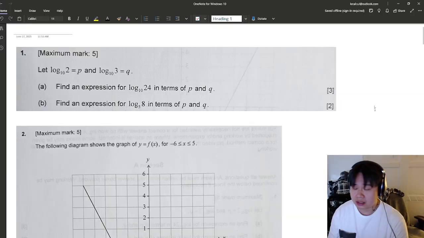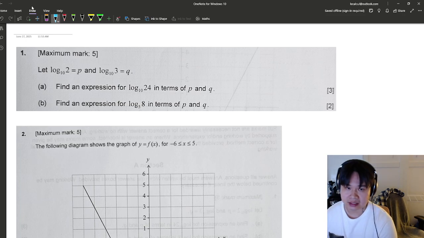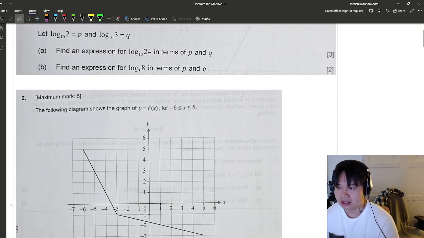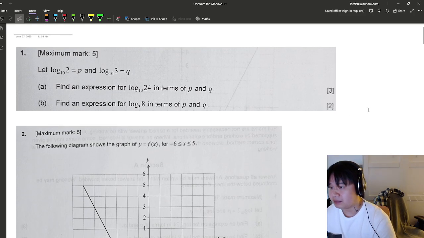It's paper 1, and in typical HL fashion, there's probably going to be 5 to 6 SL questions, and these are going to be on the SL paper. So if you are here for the SL, just skip around and find out which ones are yours. But okay, let's see. Pretty classic: rewrite a question in terms of p and q using log properties.